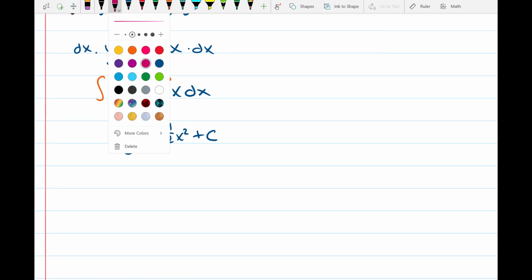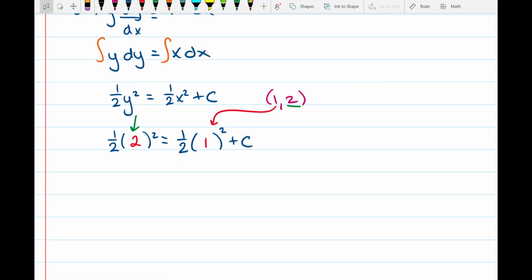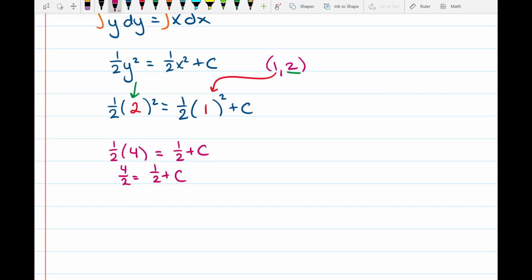So now we're going to use our initial condition, which is 1, 2. So we get 1/2, 2 goes right there, is equal to 1/2, and we put the 1 right here. Again, that value goes here, and this value goes right there. So now all we need to do is solve for c. So I get 1/2 times 4 is equal to 1/2 plus c. So this is 4 over 2 is equal to 1/2 plus c. The reason I didn't simplify it is I know I'm going to have to subtract that 1/2. So I subtract 1/2 from both sides, and I get 3/2 equals c.